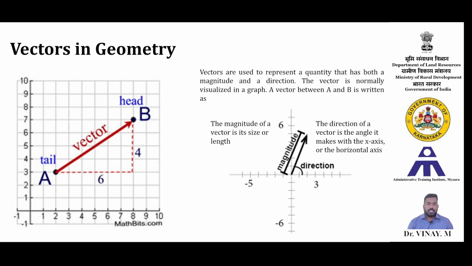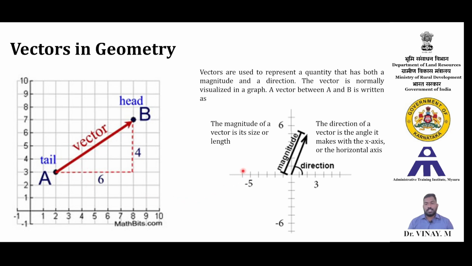So especially the vector in geometry, vectors are used to represent a quantity that has both magnitude and direction. The vector is normally visualized in a graph. The vector between A and B is written. Now if you look here, there is point A and point B, and there is a line between A and B. See, this particular line is nothing but the vector.